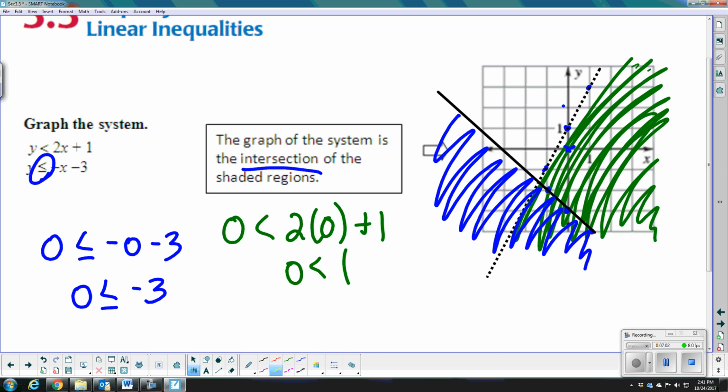Now, just so you can see, I'm going to use a different color. You don't have to do this when you're doing it. But my solution for this system of linear inequalities is the section where the shaded regions intersect. So in this case, it's below the solid line and to the right of the dotted line.